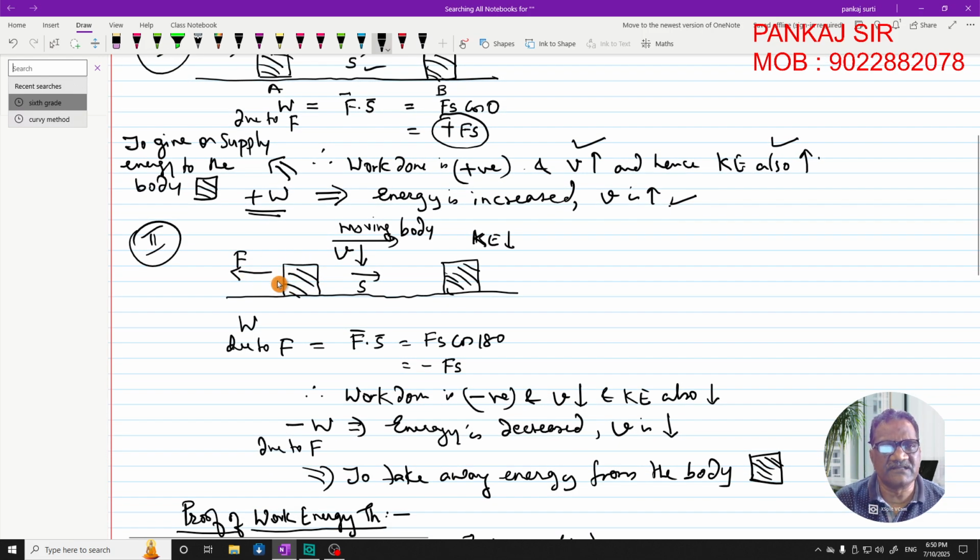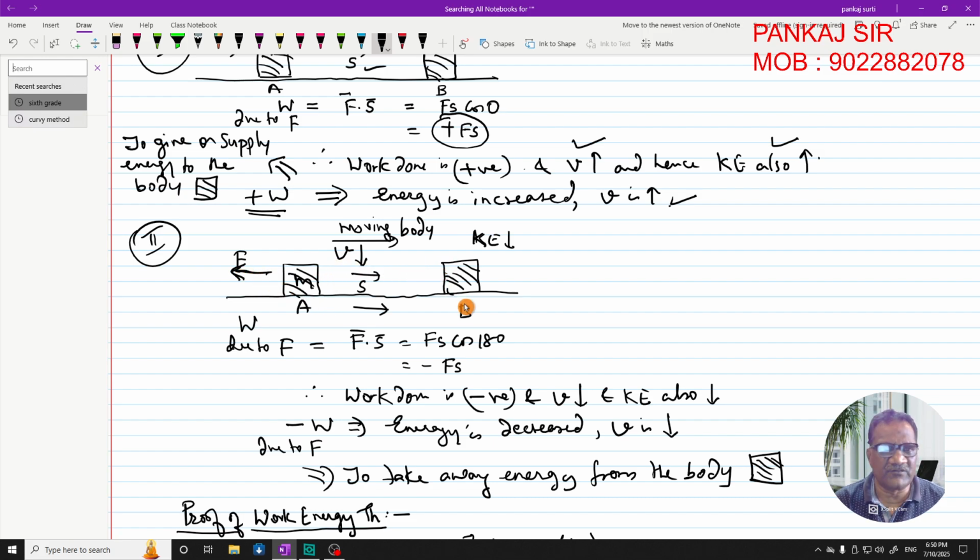Now I am trying to tell you that this body of mass m was already moving from this point A to the point B. It was already getting displaced from A to B. And suppose that now you are applying a force in the direction opposite to the direction of the motion of the body. So if the body was moving from A to B, you are applying the force in such a way that the force is against or opposite to the moving body.